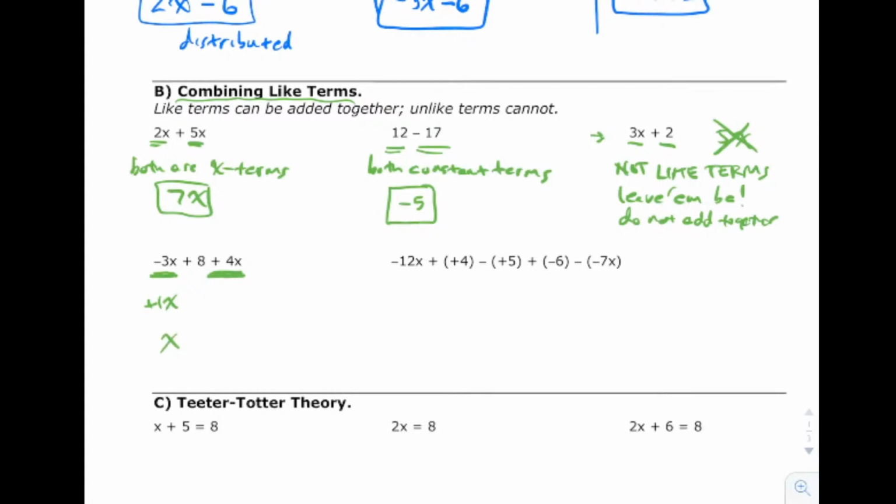Positive 1x and x are just the same thing. And then don't forget, you got a little 8 schlepping along. So it's x plus 8.